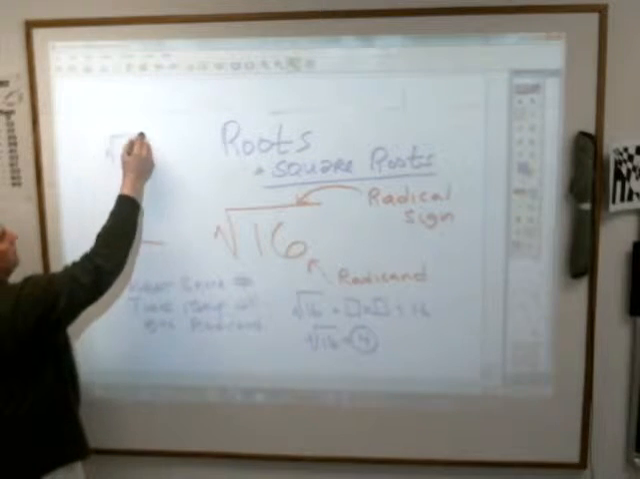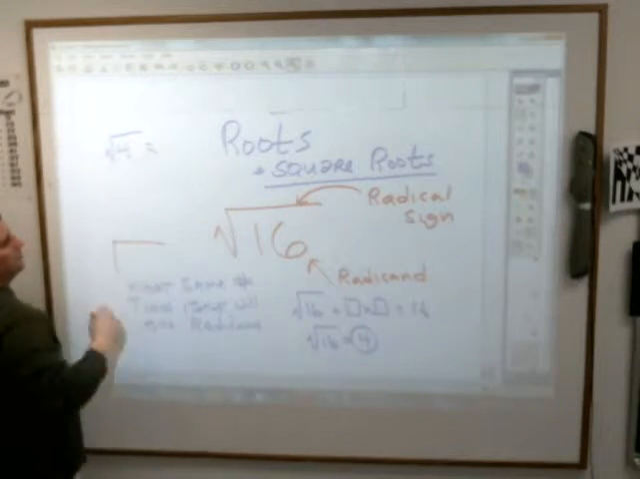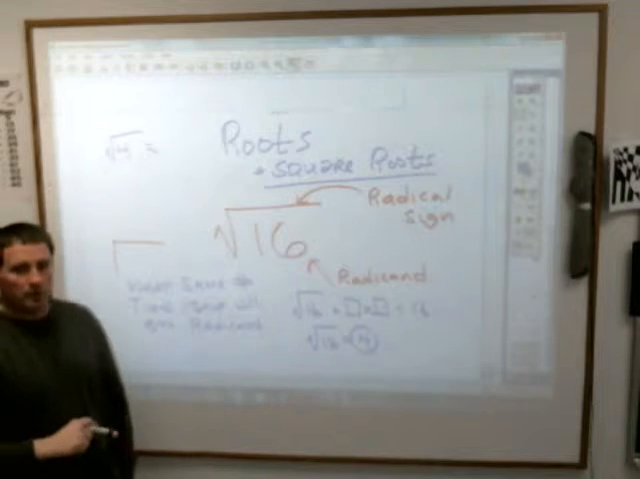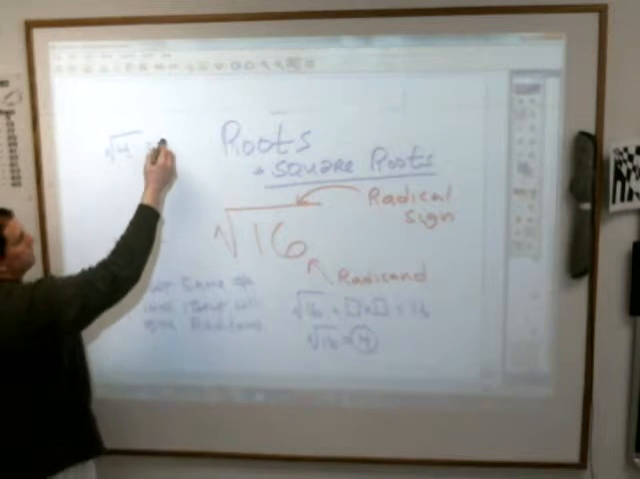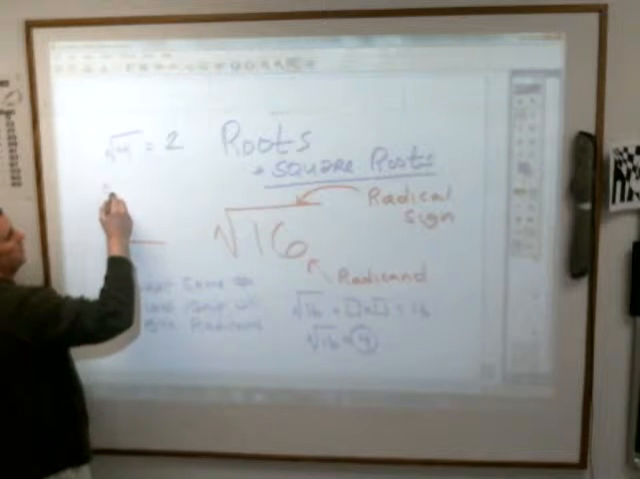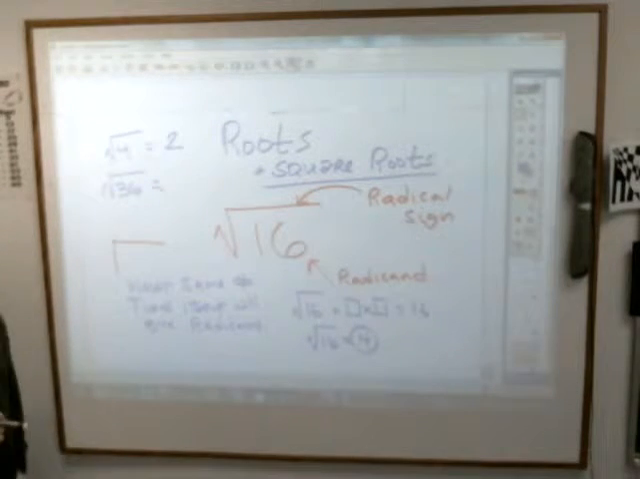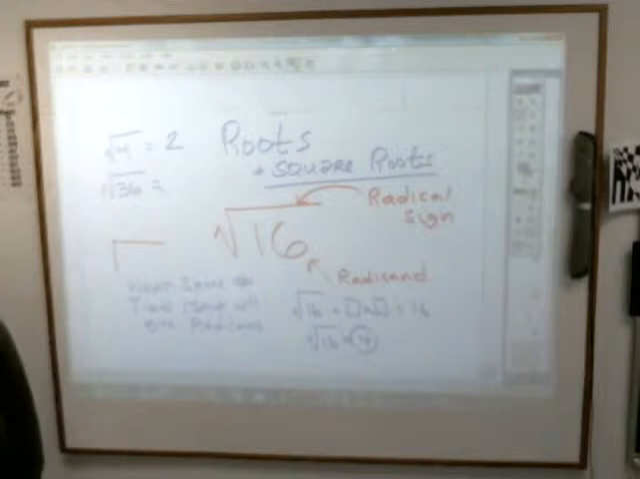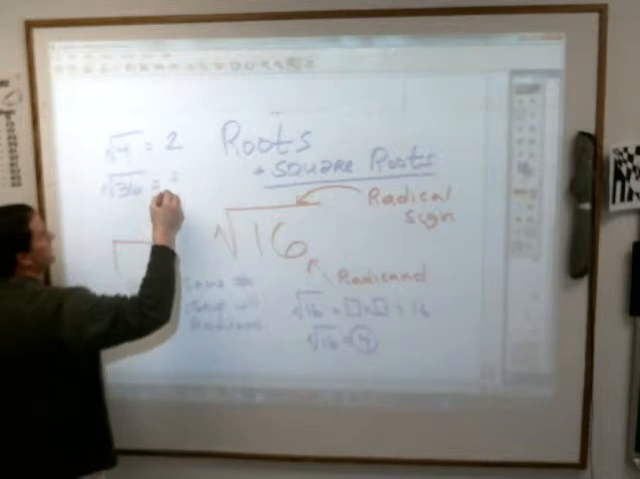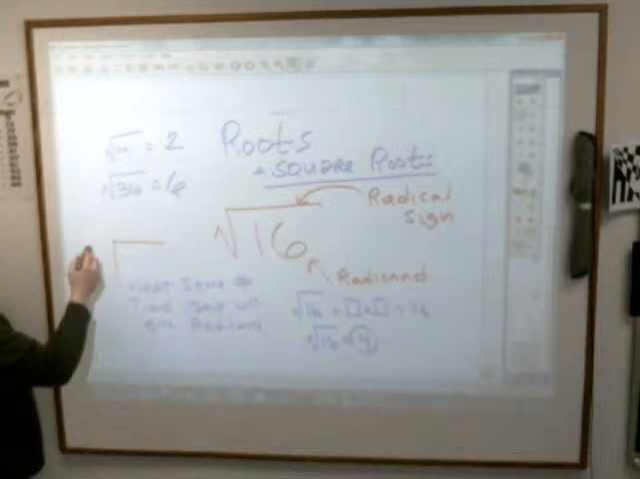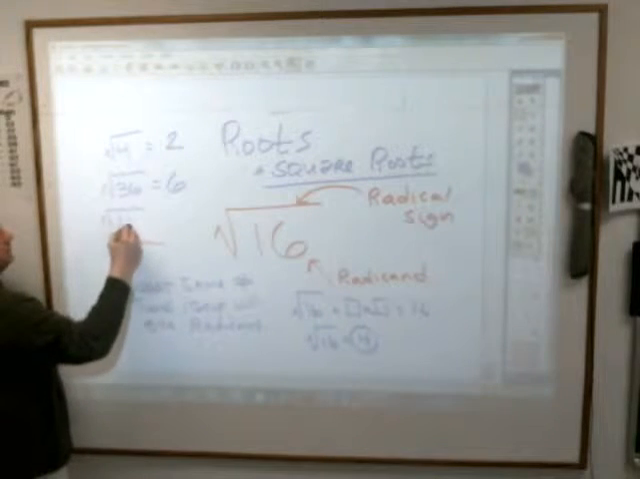The square root of 4. What same number times itself will give you 4, Ryan? 2. The square root of 36. What same number gives you, when you multiply by itself, Kayleen? 6.